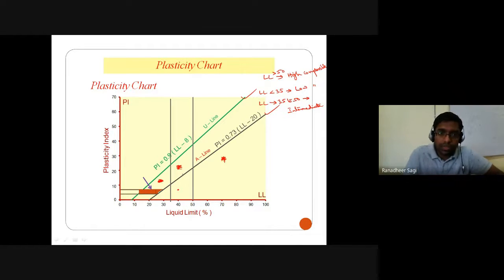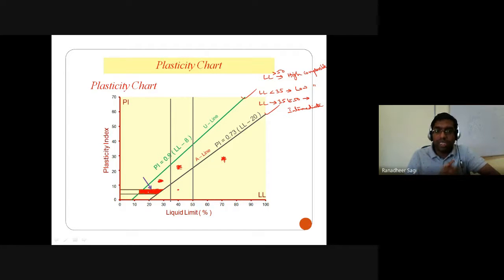That's it. Now look at this hatched region, this shaded region. What is this shaded region indicating? In case the data point falls anywhere on this shaded region, Casagrande could not give a clear picture of whether that soil has to be called low compressible clay or low compressible silt. That subcategorization was not very clearly evident.